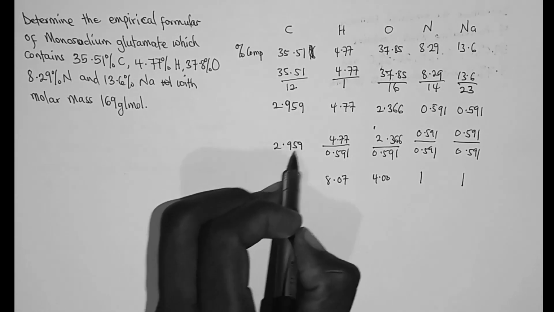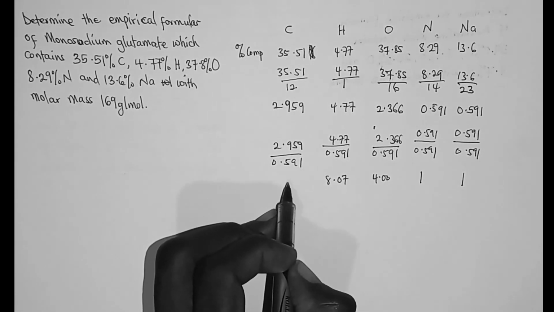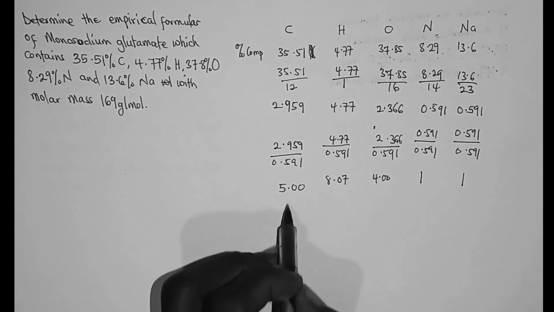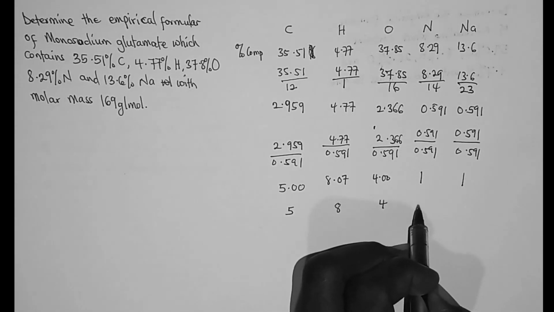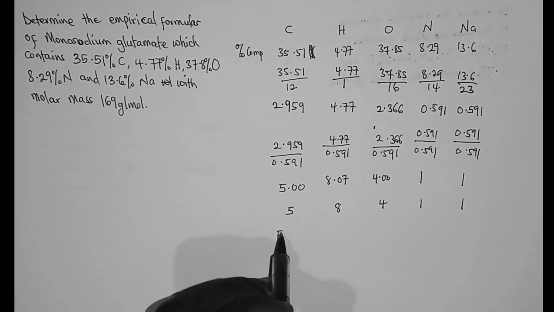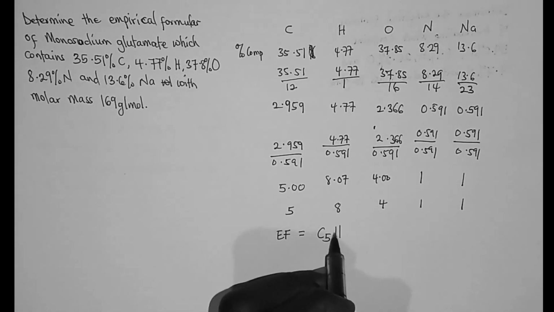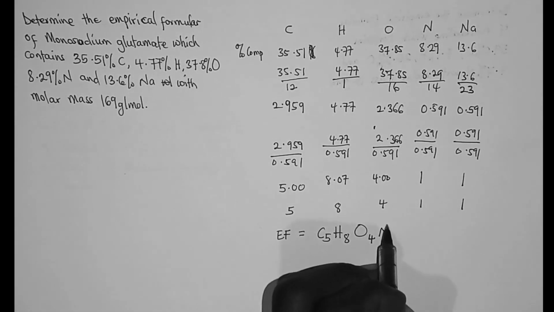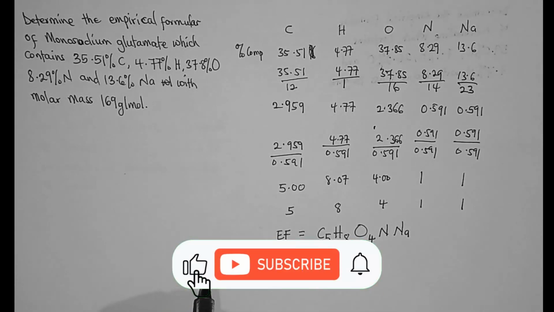And for carbon, it is 2.959 divided by 0.591, and that is equal to 5.00. So rounding them off, here is 5, this place is 8. Then oxygen is 4, nitrogen is 1, and sodium is 1. And therefore, the empirical formula for caproic acid is C5H8O4, then nitrogen is 1, and then sodium is 1. So this is the empirical formula of caproic acid.